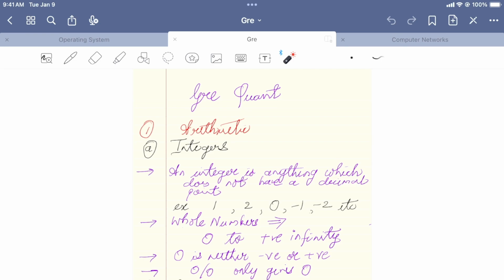So today we would be starting with the quantitative part of GRE. There are different topics in quant, and one of the important topics in quant is arithmetic. So today we would be studying a little bit about it. We will try to complete some topics in arithmetic, so that we will try to cover as many possible things today.